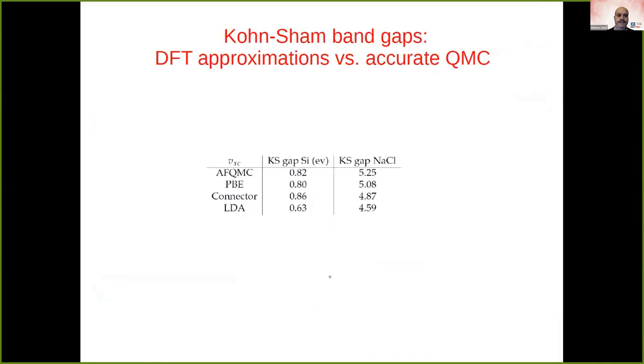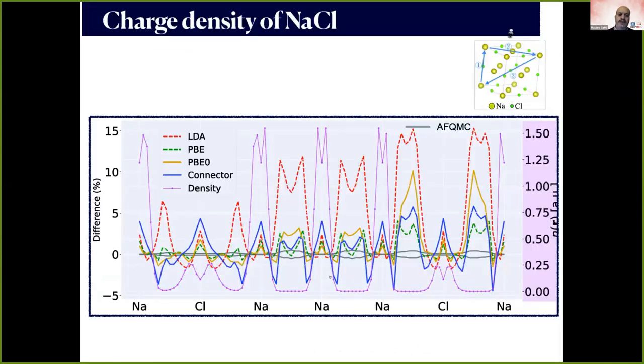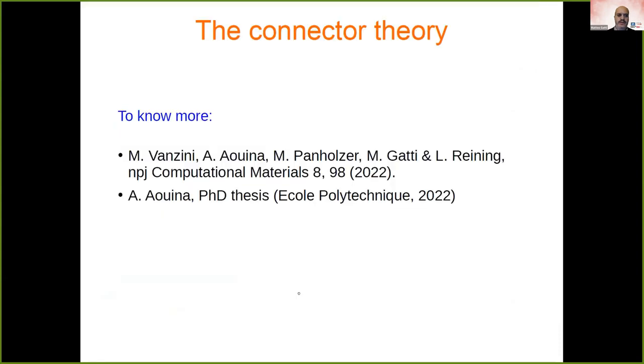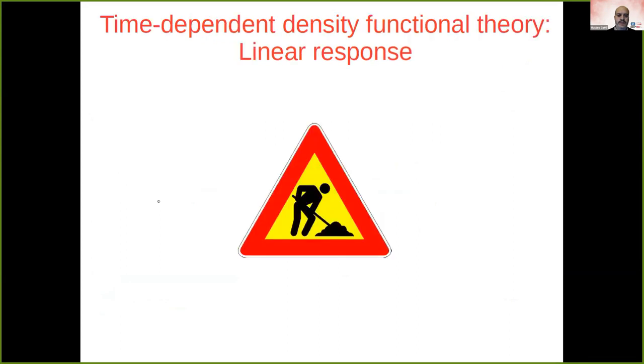In the case of sodium chloride, the connector is not the best among all these approximations. The reason is that sodium chloride is farther away from the homogeneous electron gas than silicon. So the homogeneous electron gas is a better model for silicon than for sodium chloride, but still the connector is improving with respect to the LDA, which is the goal of all this. If you want to know more, this is the reference. Otherwise, I suggest you have a look at the PhD thesis of Ayub, who did all this work.